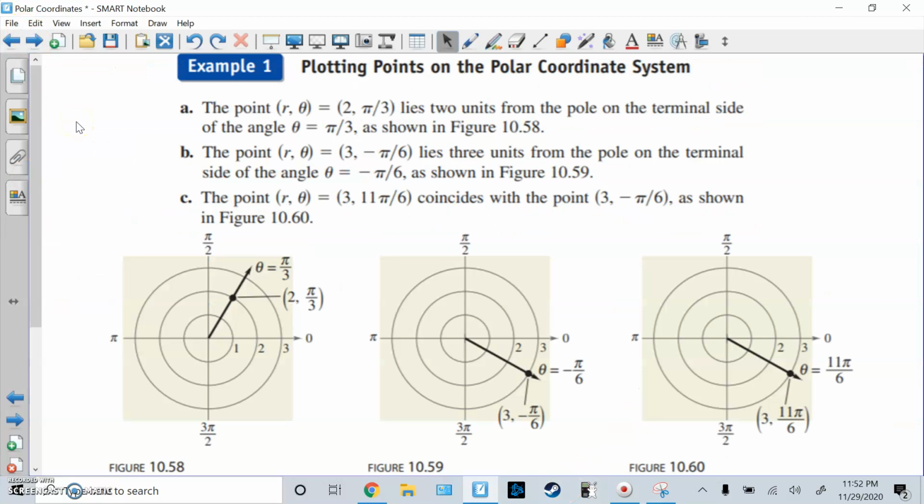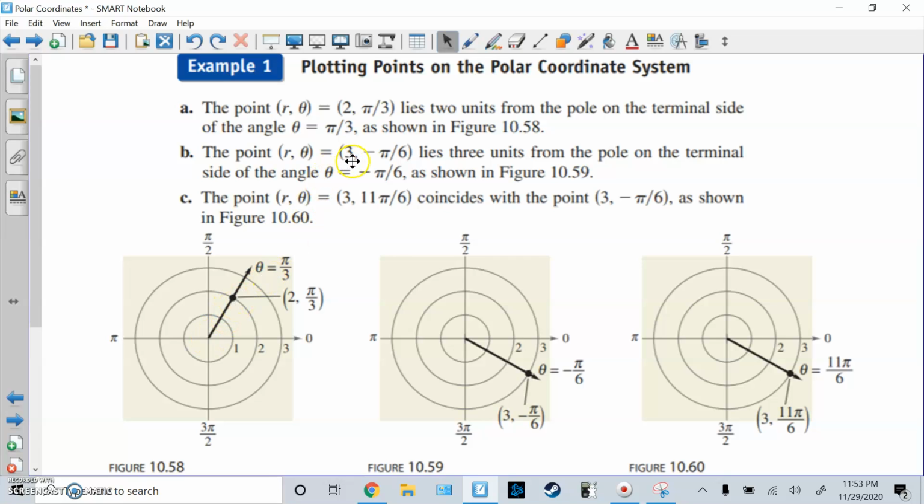Here are some examples. The point in polar form, where r is the radius and theta is the angle, is 2 comma pi over 3. So this is 2 units from the pole on the angle pi over 3. It's right here. Notice this right here is pi over 3, and this is 2 units away from the origin. That's the distance of 2. That's how long our line segment is.